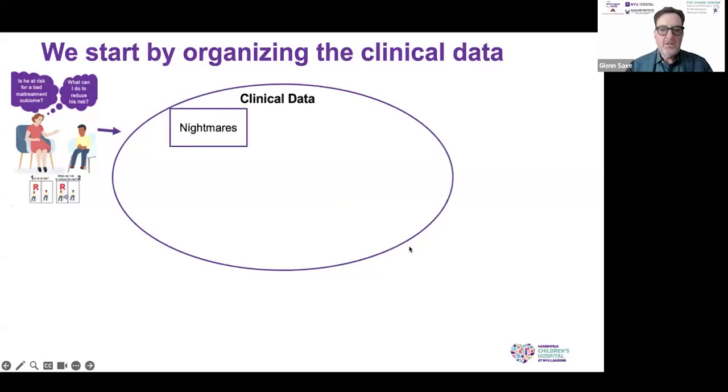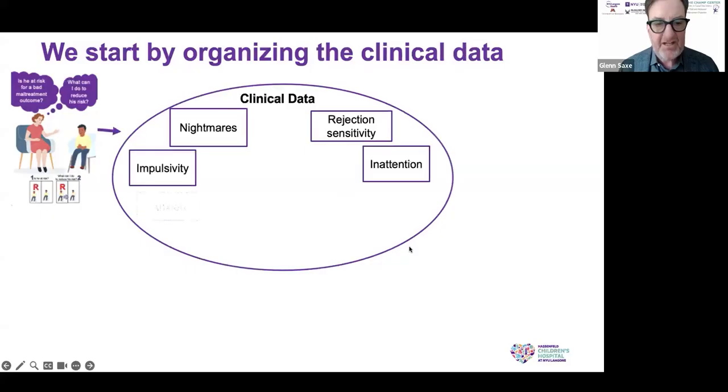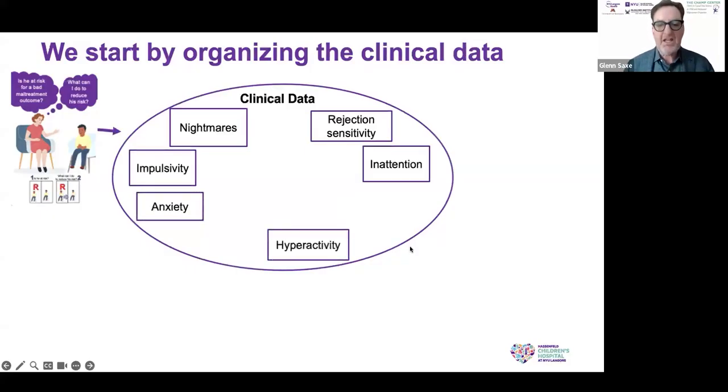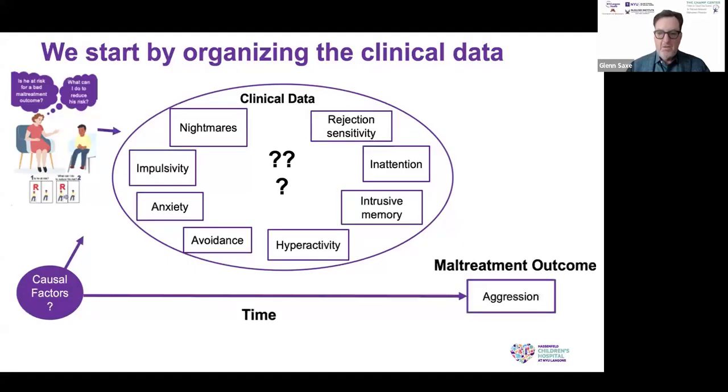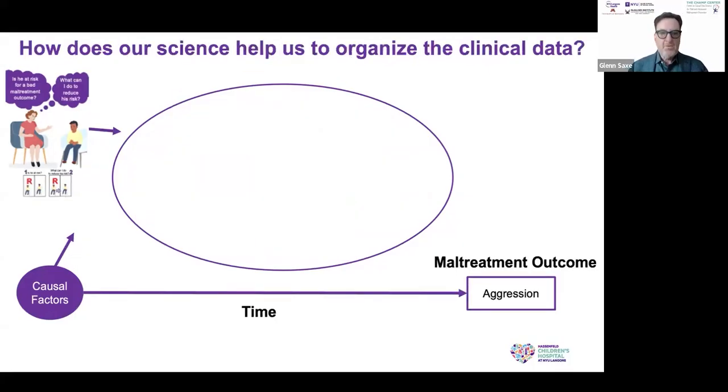So there's nightmares, inattention, rejection sensitivity, impulsivity, anxiety, hyperactivity, avoidance, intrusive memory. Okay, that's what we have so far. More data to gather, but might this inform us about what to do? Might any of it be causal? Because then we could use it to reduce the risk of aggression.